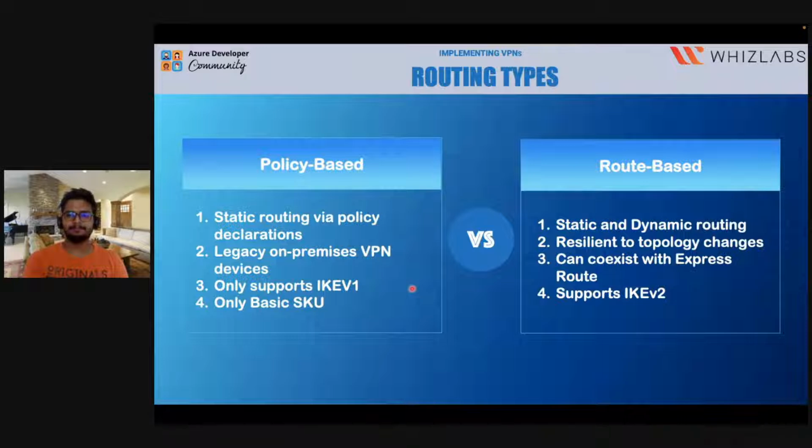While route-based supports both static and dynamic routing. Let's say in a scenario your network is increasing, or the devices inside your network are increasing. Azure will take care of dynamic updates in route-based; you don't have to go ahead and update every time. It is resilient to topology change. As the topology changes, it will automatically update things.